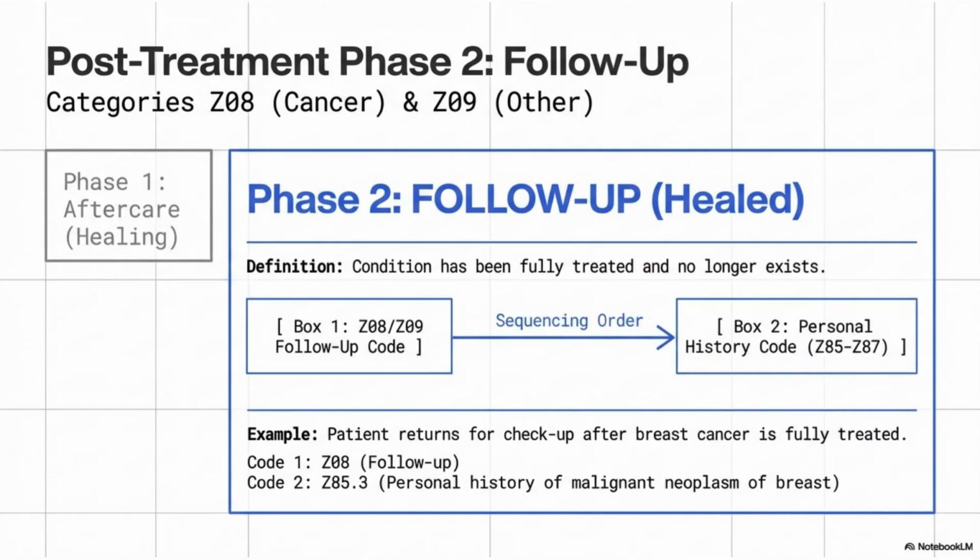Once the condition is fully treated and no longer exists, we move to follow-up codes Z08 and Z09. The slide states, condition has been fully treated and no longer exists. These are always followed by a personal history code, such as Z85 for history of cancer.